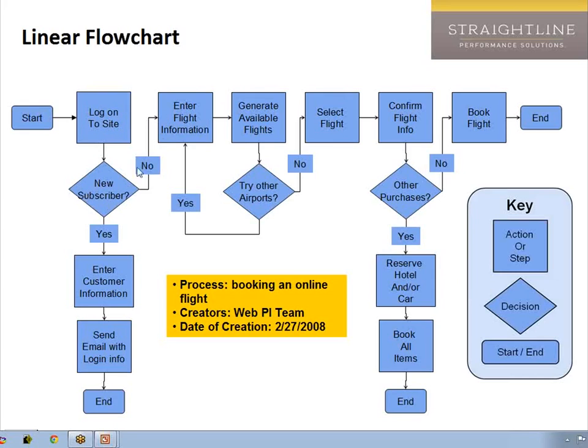And if I'm not new, I've already done this before, I'd simply enter my flight information. Okay. I generate some available flights. And if I don't need to try other airports, I simply select a flight. I confirm my flight info. And then I book the flight. And I'm done. That's what I call the happy path. The happy path is on the top. And for all the exceptions, I go below it.